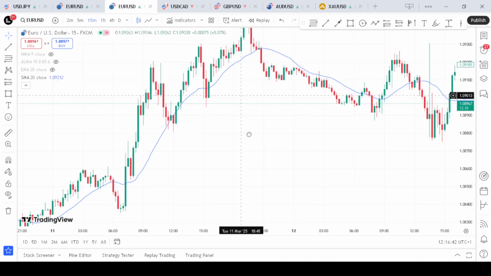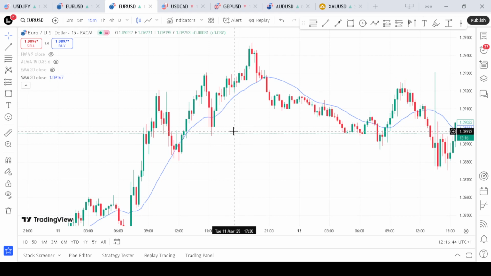This adds up the close price of the last 20 days and divides by 20, giving equal weight to each price point. One of the key advantages of the SMA is its simplicity and reliability in trending markets.